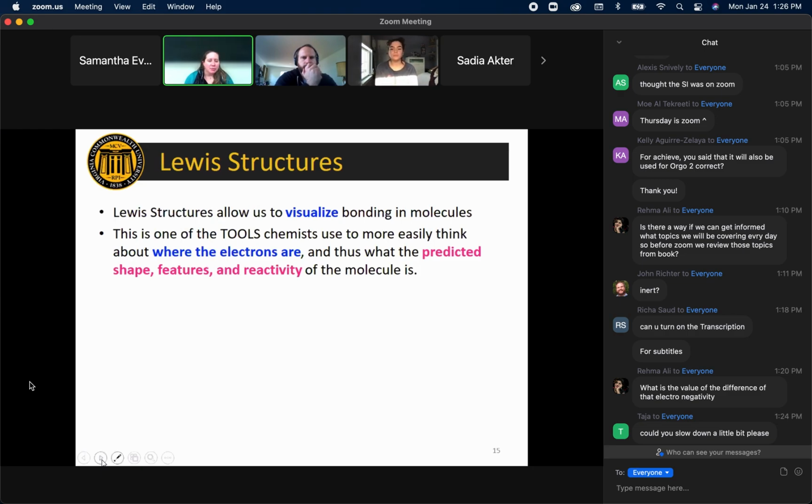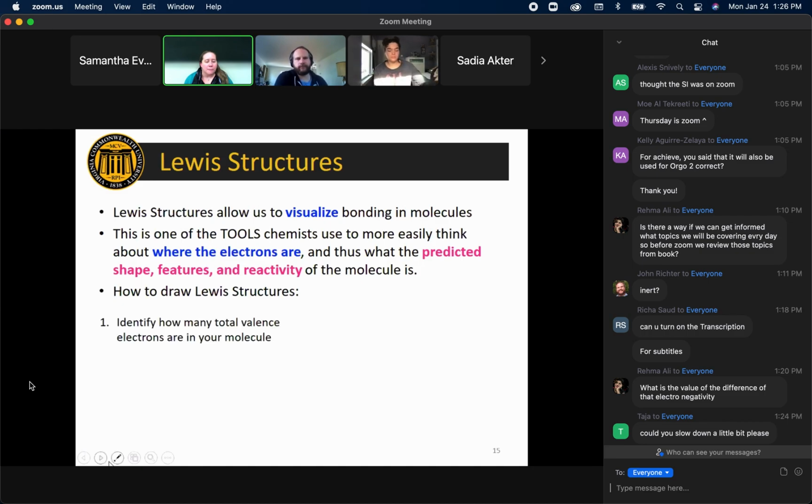We're going to start in this chapter trying to make a connection between where the electrons are in a molecule and that two-dimensional drawing that you've seen on the pages. This is the beginning of that process. So I'm going to teach you today how to draw Lewis structures, and we're going to get some practice at it as well. It's a stepwise process, as much of science is. Here are the steps. In the first step, you're going to identify how many total valence electrons there are in your molecule.